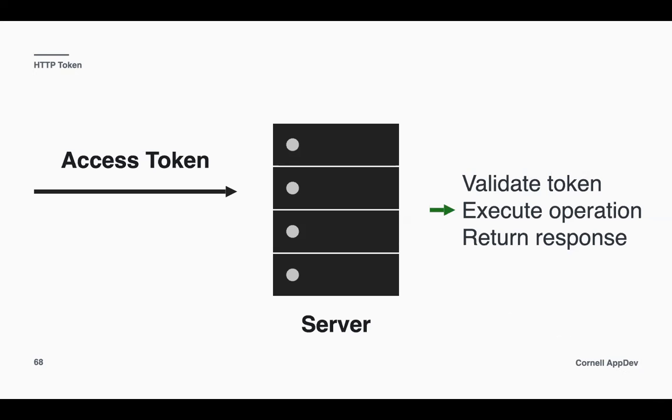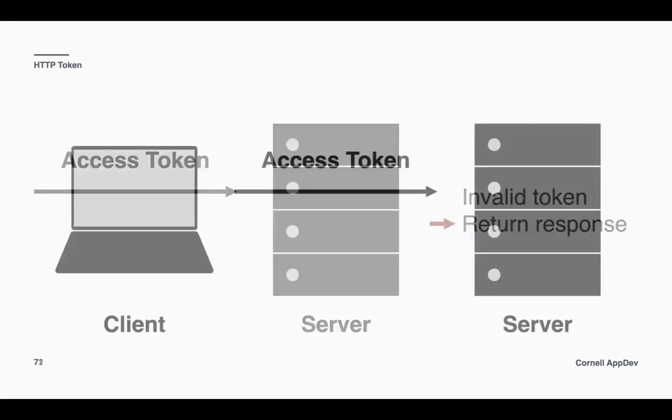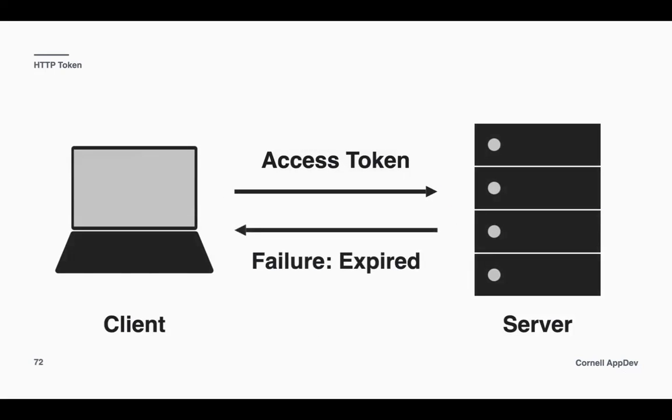Like, I want to make a post with my Instagram account. I need to be logged into that account, so it'll validate that for me. Then it'll make the post, and then it's going to return some response. However, if my token is incorrect or expired, then it'll return an error response. In this case, my token was expired, so I can't actually post anything or do anything with this request.